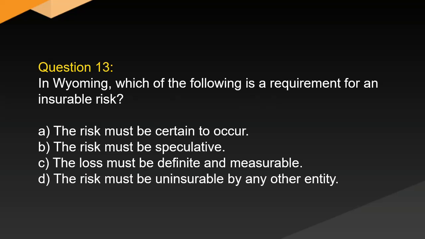Question 13. In Wyoming, which of the following is a requirement for an insurable risk? A. The risk must be certain to occur. B. The risk must be speculative. C. The loss must be definite and measurable. D. The risk must be uninsurable by any other entity.